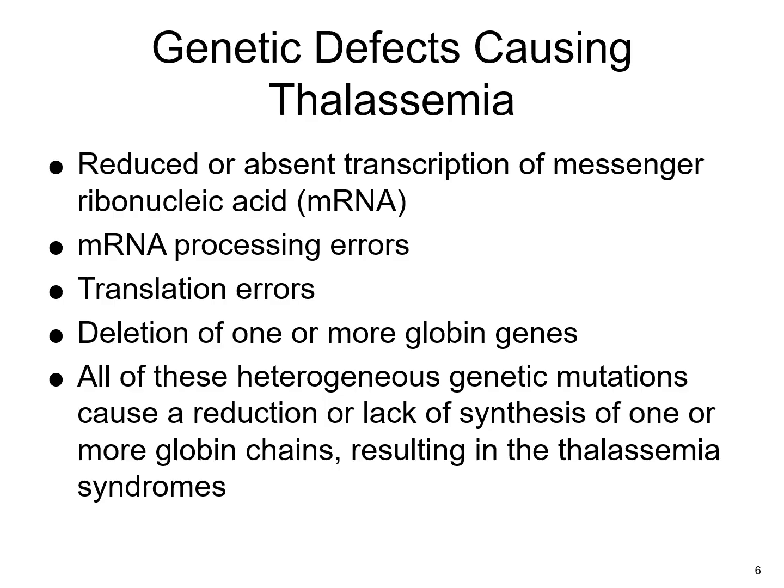Then we have deletion of 1 or more globin genes. This is especially common in alpha thalassemia. Deletions will lead to a complete loss of gene function, eliminating production of that globin chain. So the overall impact: all these mutations result in reduced or absent synthesis of 1 or more globin chains. This imbalance in globin chain production leads to the various clinical forms of thalassemia, ranging from silent carriers all the way up to life-threatening anemias.